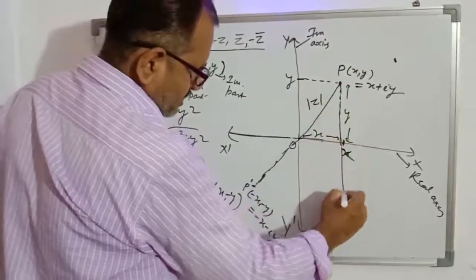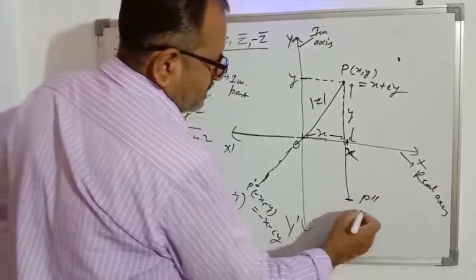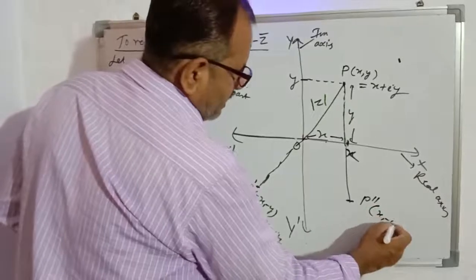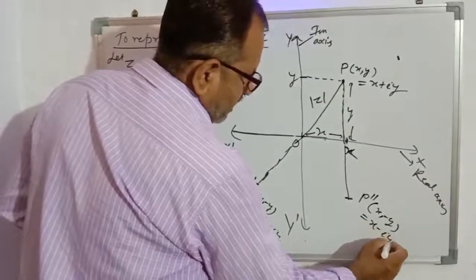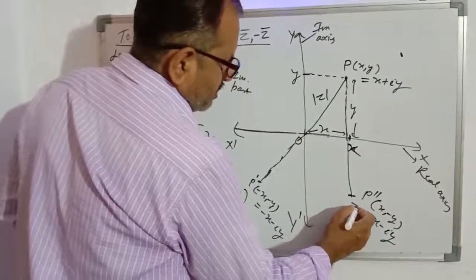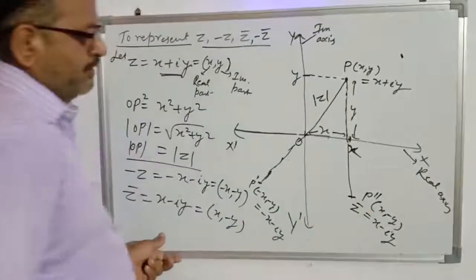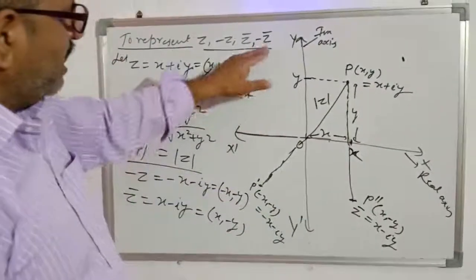So P double dash. Its coordinate is (x, −y) and the complex number is x minus iy. So it represents what? Z bar. This is minus z, this is z bar. Minus z bar.